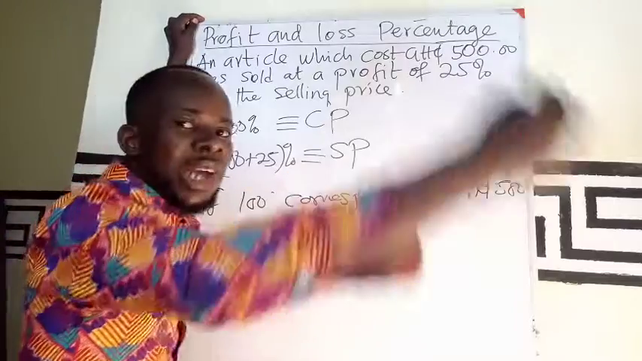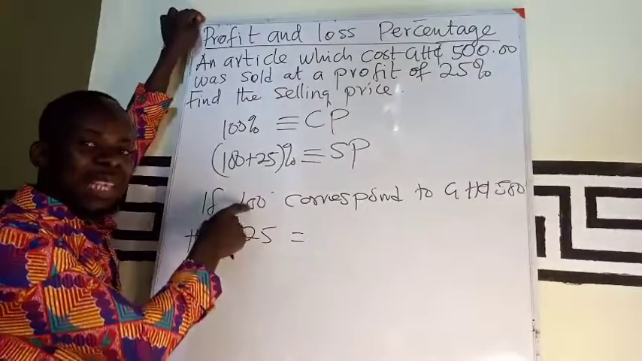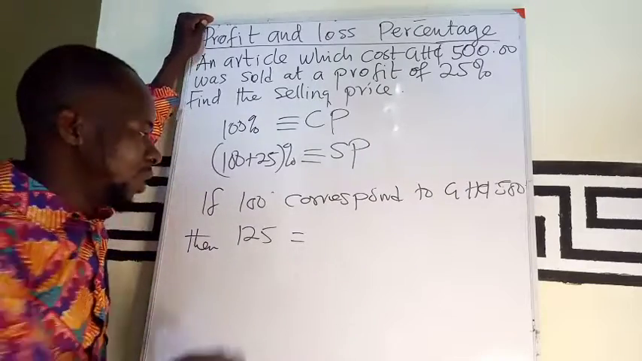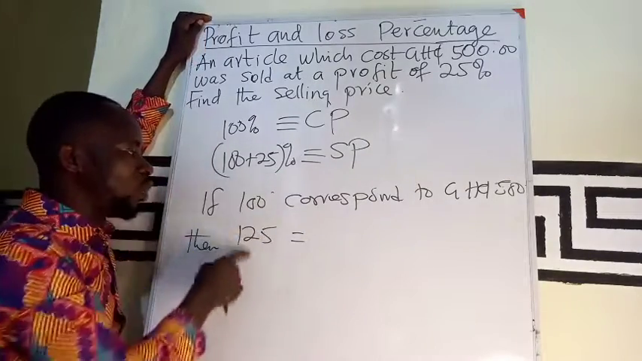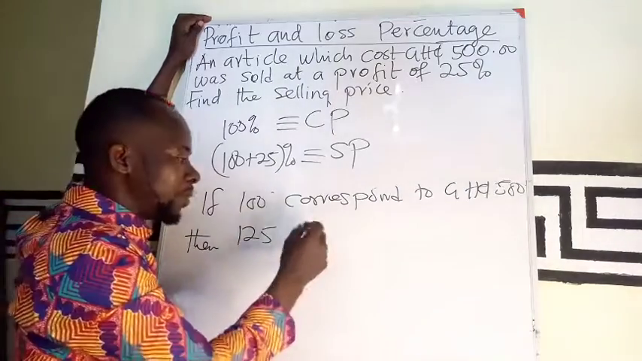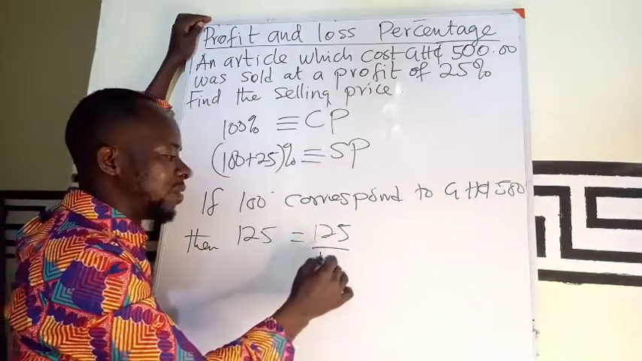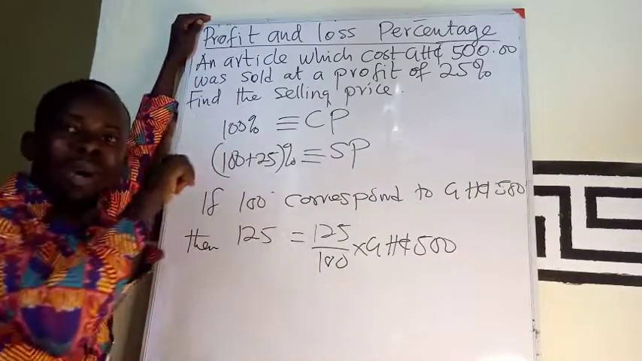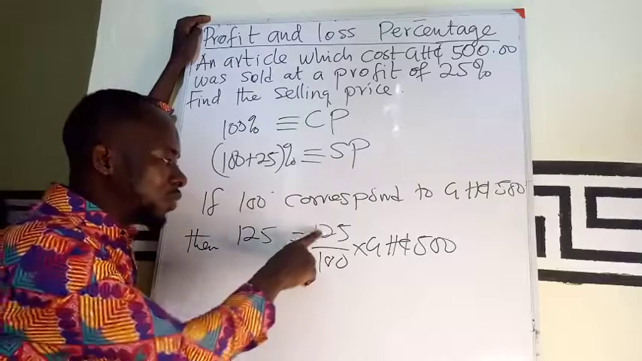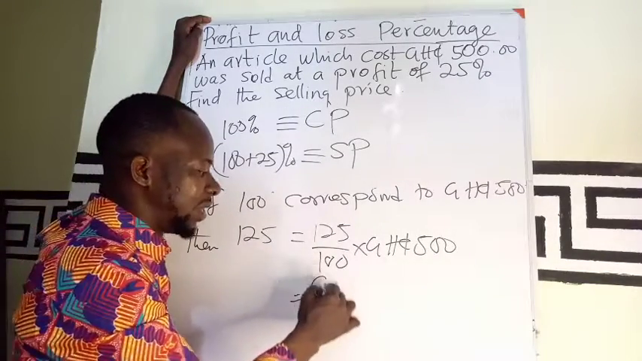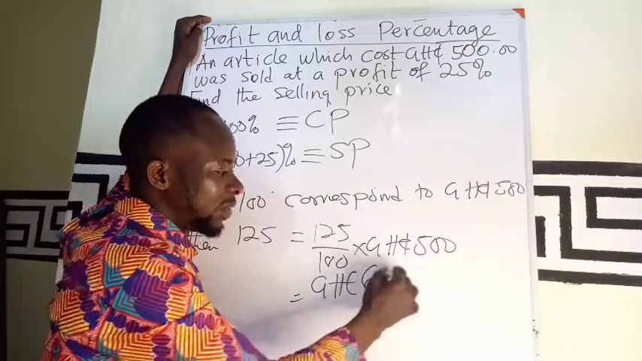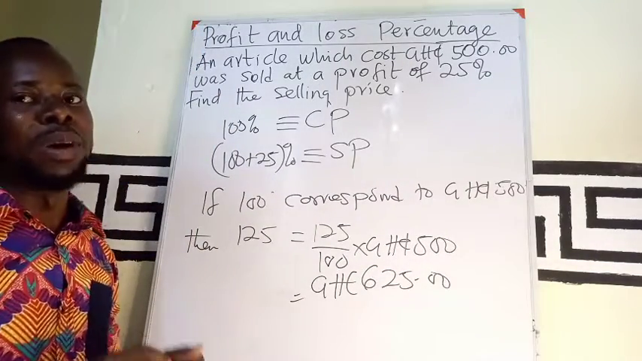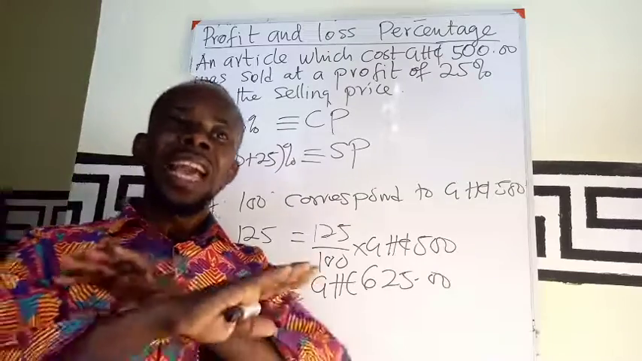So if the answer will be more, comparing this, the less value will divide. You have been hearing the slogan, if more, less divide. Meaning 125 over less 100 times the cost price, which is 500. You see that you have gone back to the beginning, where 125, 100 and this, we still get our 625 Ghana cedis.